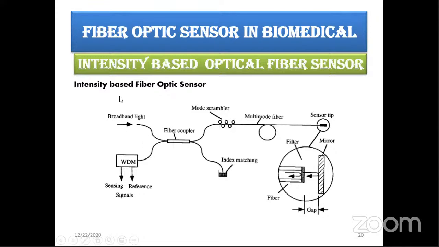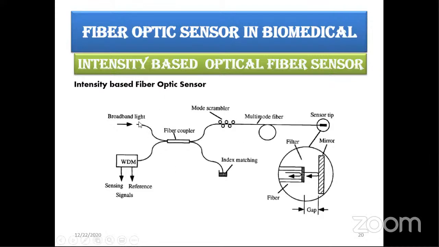This is the diagrammatical representation of the intensity based fiber optic sensor. Meaning, intensity variation is measured. Actually, multi-mode fiber is used, and another advantage is that it will be used in remote applications. Intensity based fiber optic sensors require more light, and these sensors use multi-mode core fibers.